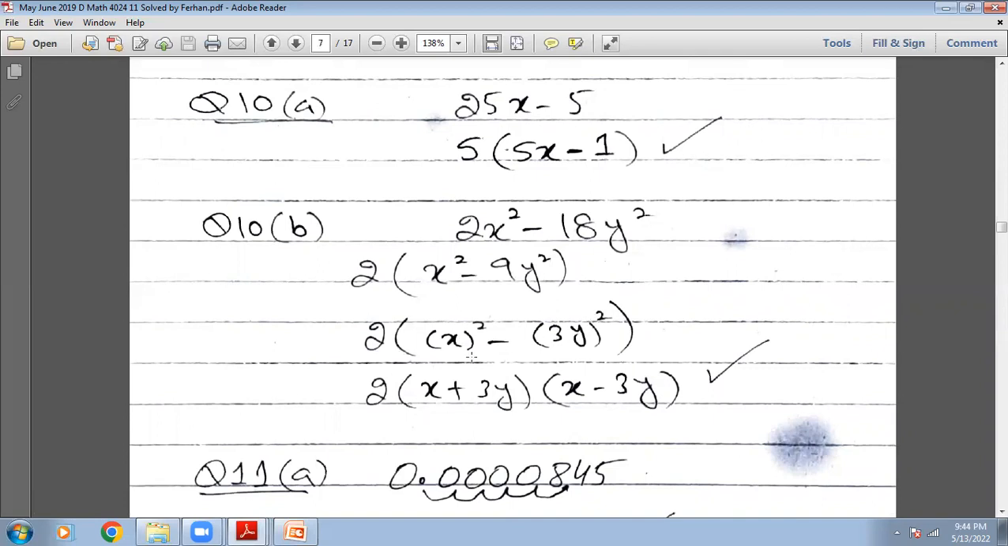Because you have negative between two perfect squares, we will use the formula. You remember a square minus b square is equal to a plus b, a minus b. So same thing I will do here. It's a difference of two perfect squares. So we will have 2 bracket x plus 3y bracket close, bracket start x minus 3y bracket close. Hopefully you understand this factorization.